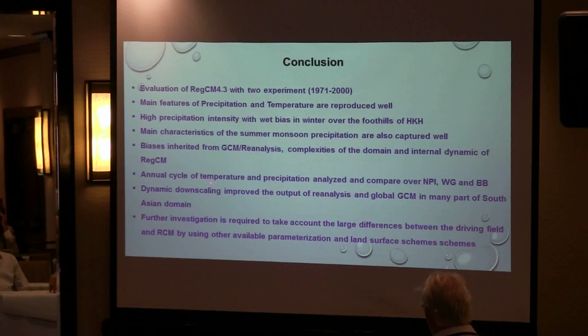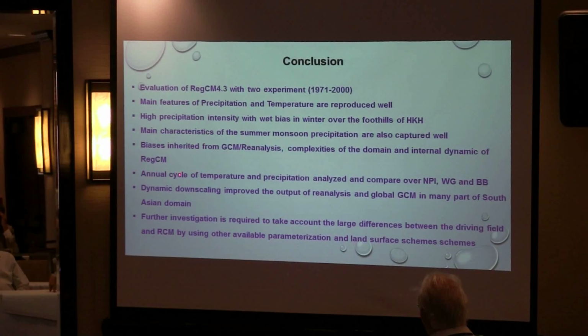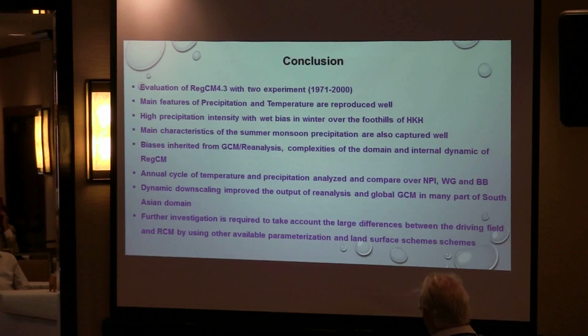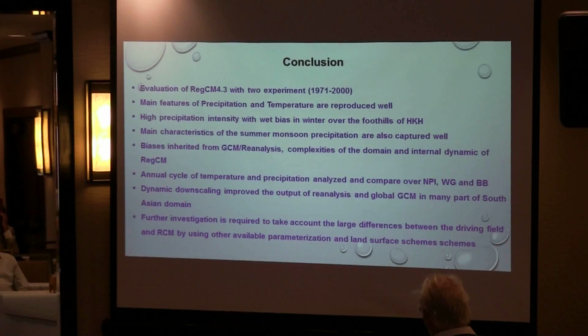And the third may be because of the internal dynamics of the model, because the model tried to develop its own climatology. However, in general, if we conclude, we can say that the main characteristics of the precipitation and temperature are reproduced well as compared to the driving field. And dynamic downscaling has improved the output of the reanalysis and GCM in many parts of the domain.